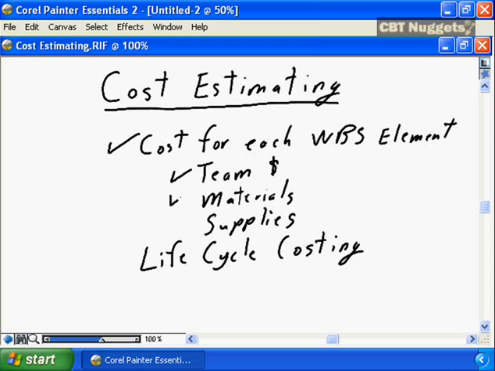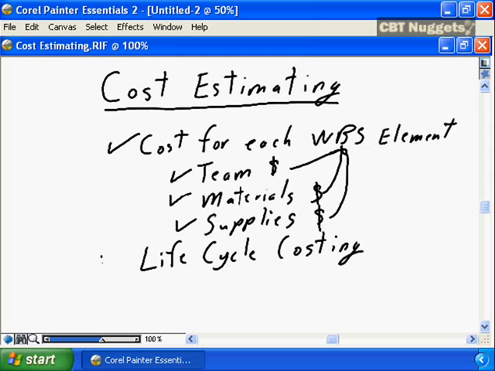There may be specific materials related to each breakdown structure element. How many materials, how much do the materials cost will allow you to allocate a cost to each element of the work breakdown structure. And similarly for the supplies. Knowing what the supplies are related to each element of the work breakdown structure will allow you to determine the specific costs related to that work breakdown structure element.